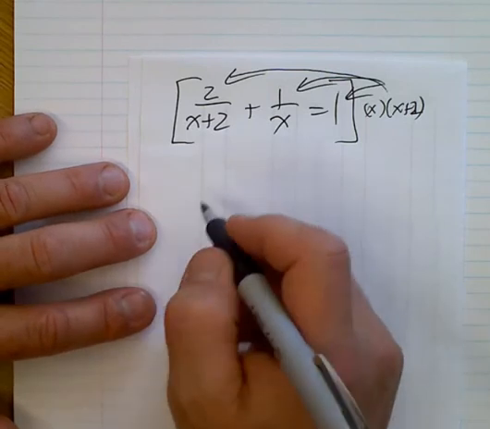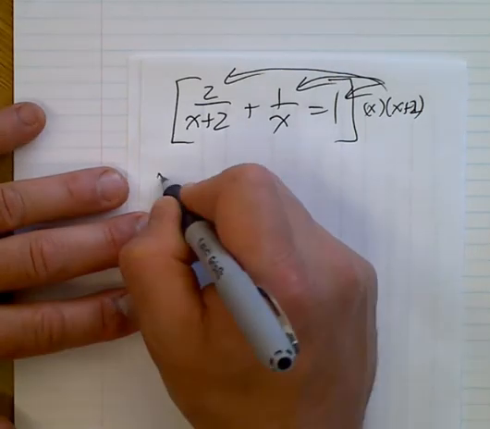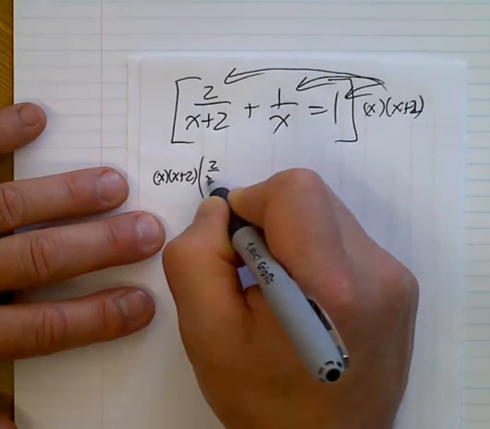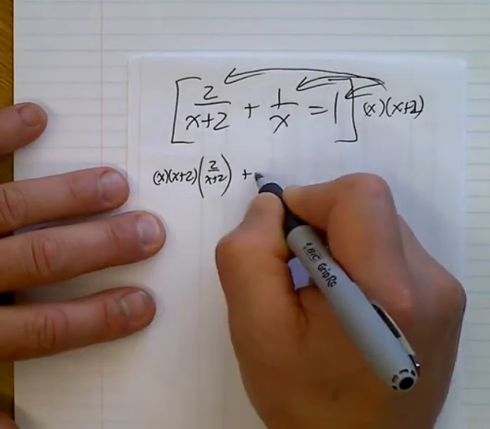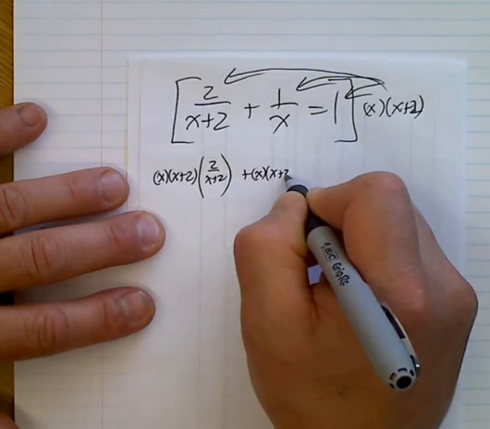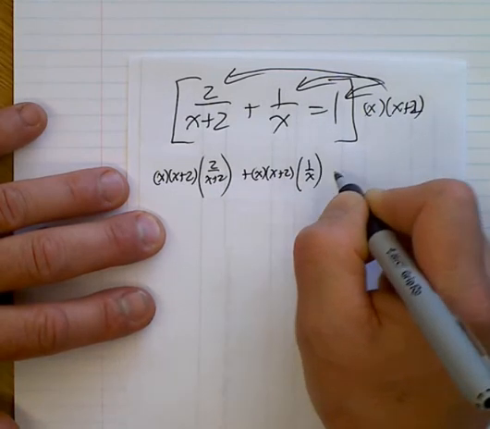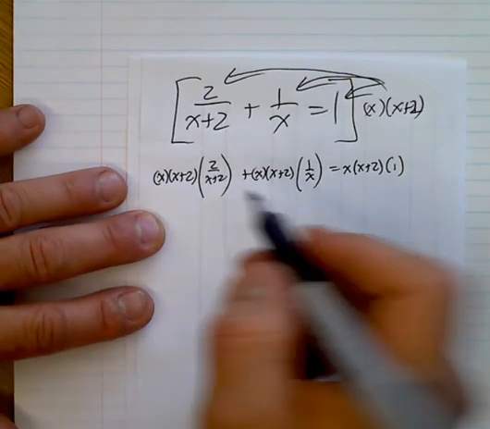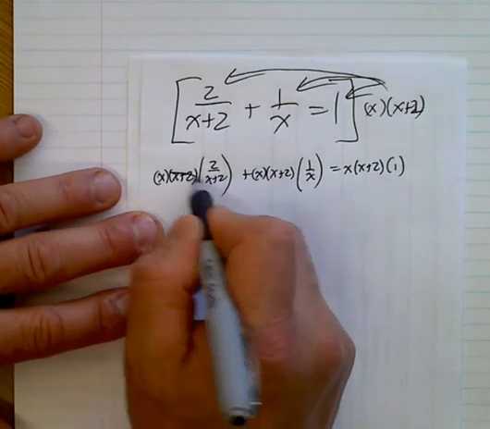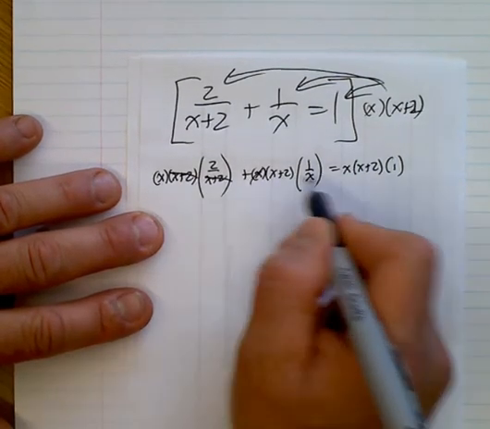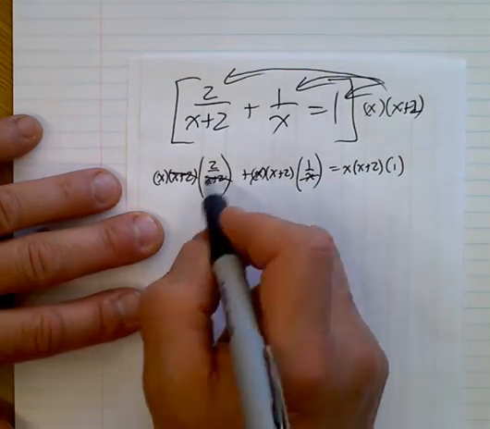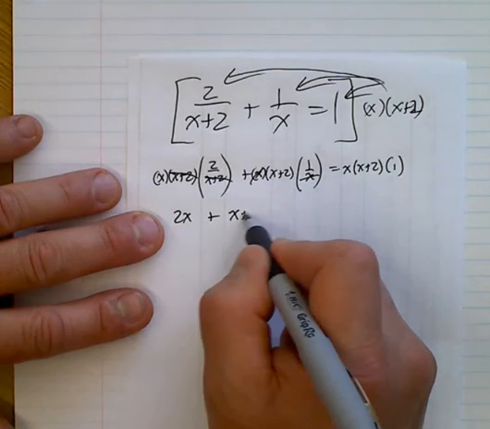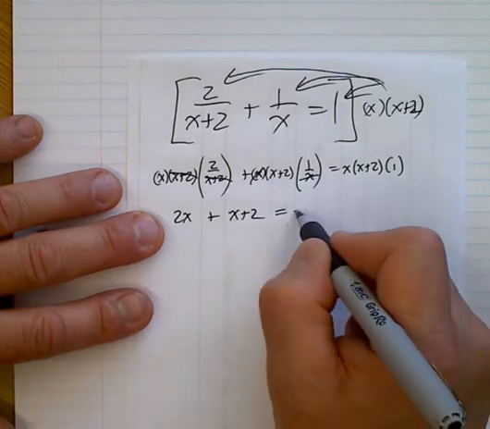Now if you want, I'll write the whole thing out here. Watch, x times x plus 2 all over this 2 over x plus 2, plus x times x plus 2 all over this 1 over x, is equal to x times x plus 2 times 1. So now, gone, gone, gone, gone. And you're left with 2x here plus x plus 2 is equal to x squared plus 2x.